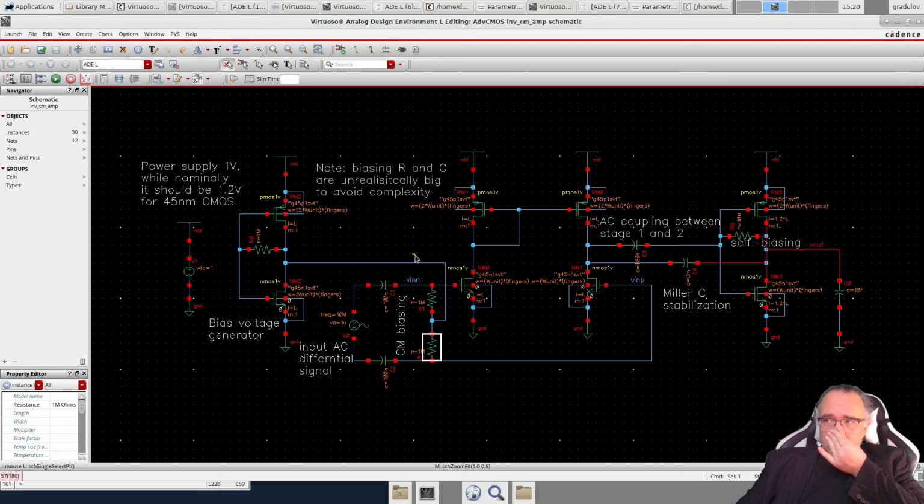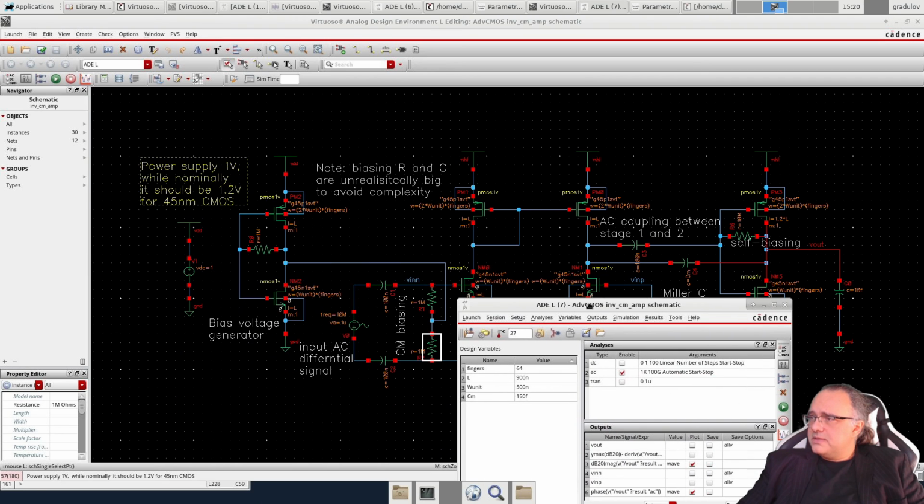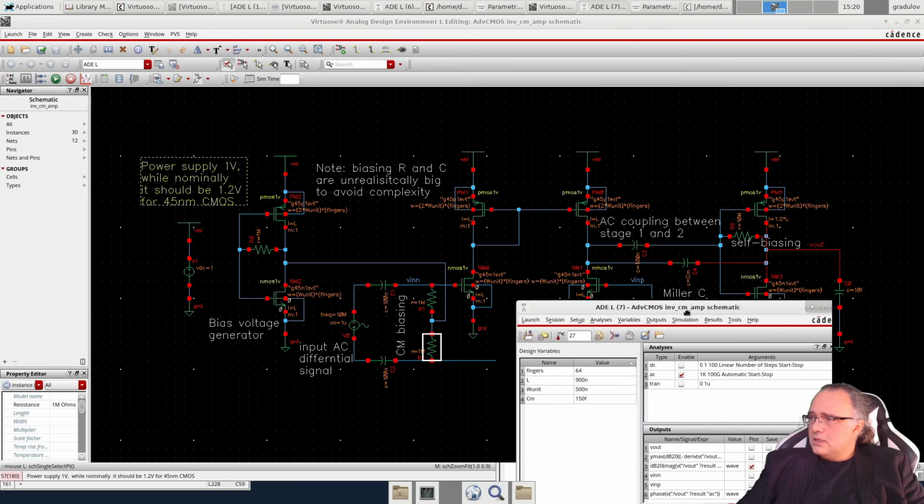Then we will now run an AC simulation. So everything is set. You can see here the parameters: number of fingers 64, the unit length is 0.9 micro, and the unit W is 500 nano, and then the total width we will scale with the number of fingers per transistor.